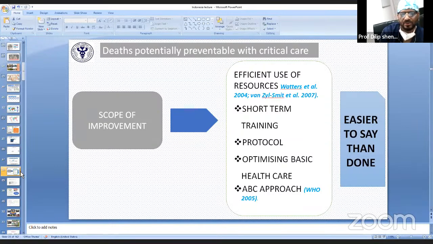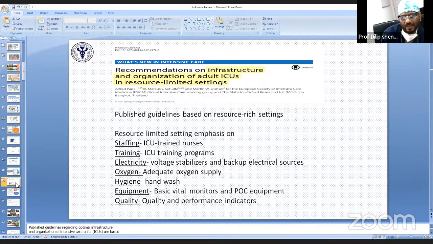So what you should do is make efficient use of your resources. This is published in one of the studies. How do you use your resources efficiently? Short-term training, protocolizing the treatment, optimizing basic health care. So you can say the ABC approach. In short, it is very easy to say, but these are certain mechanisms by which you can improve.